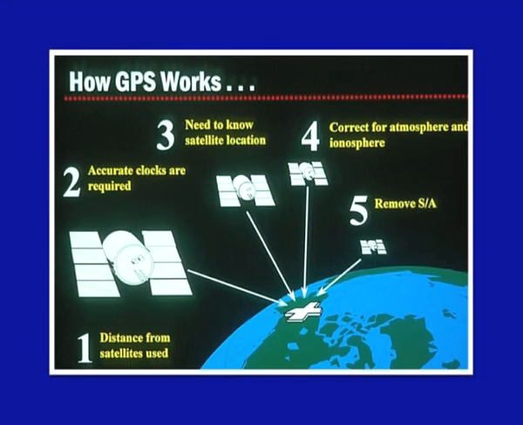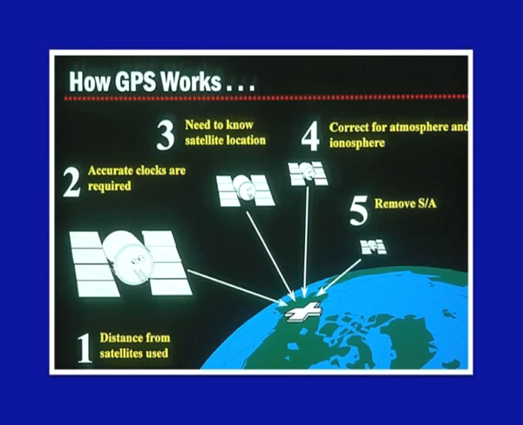This slide shows the 5 logical steps. First of all, we find the distance from the satellites which are used. In order to find the distance, we need to find the time required by the signal to travel from the satellite to the point on the earth. Thus, the second step is we require accurate clocks. Having determined the time, we also need to know the precise position of the satellites. So, the third step is to know the satellite location.